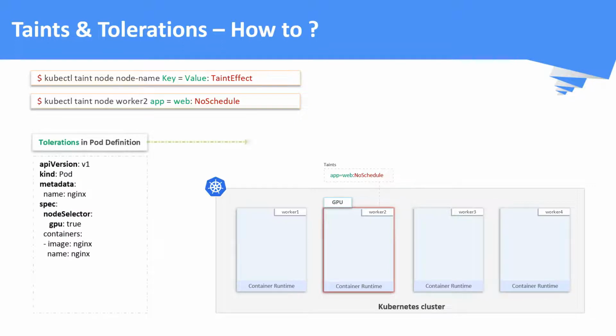Suppose a pod with this definition is applied. It will be repelled by worker node number 2 as it has an active taint. This pod will not be scheduled in other nodes as well because the node selector affinity is set, which matches only worker node number 2.